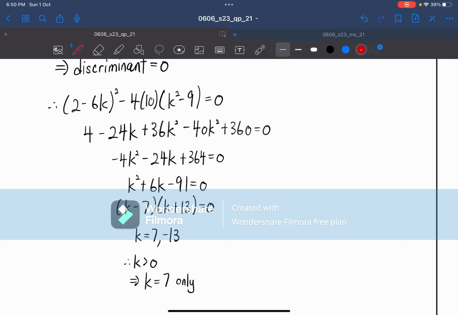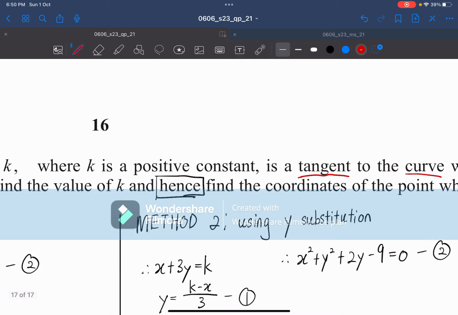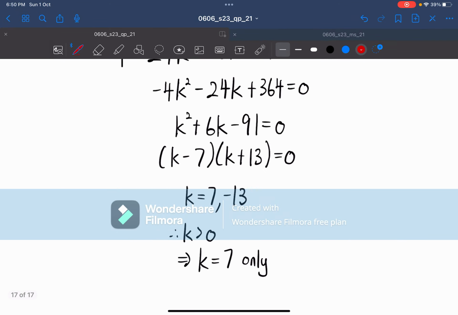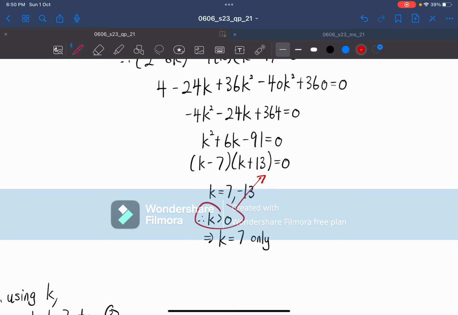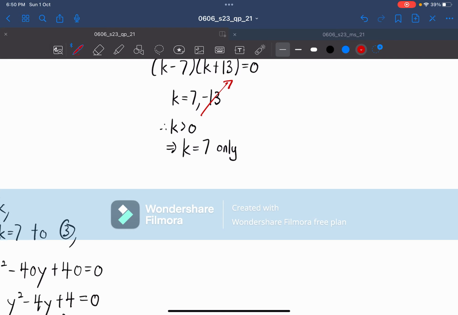Factorize it, and you get two values of k, which is 7 and negative 13. But they mentioned that k is a positive constant, so that means k equals negative 13 must be rejected. So that's what I said, k is greater than 0, so k must be equal to 7 only. This implies that k equals 7 only.